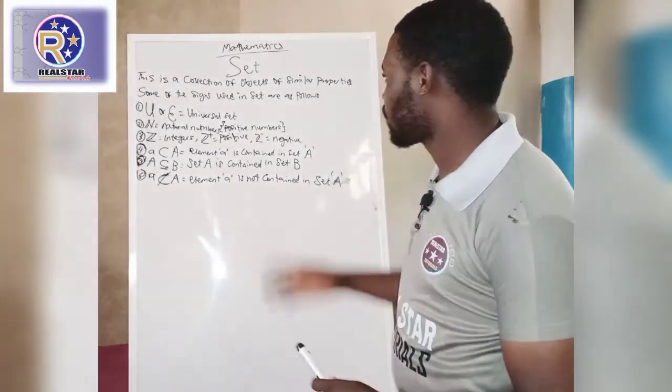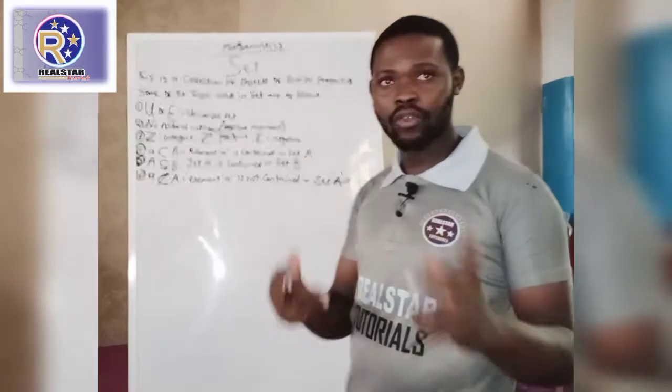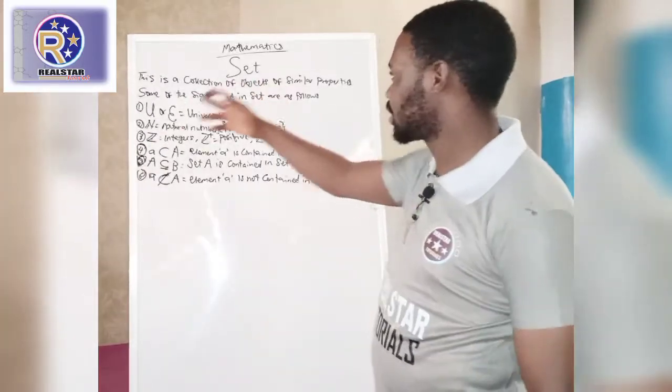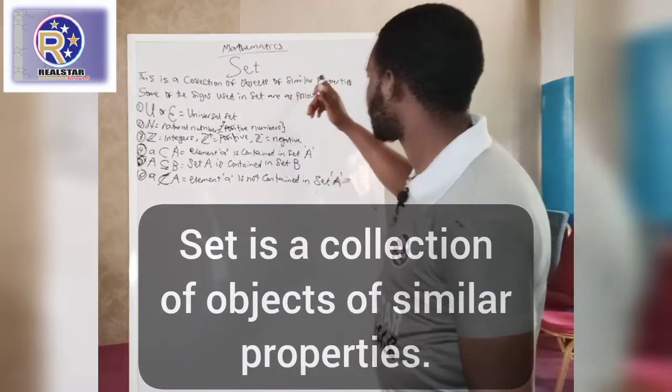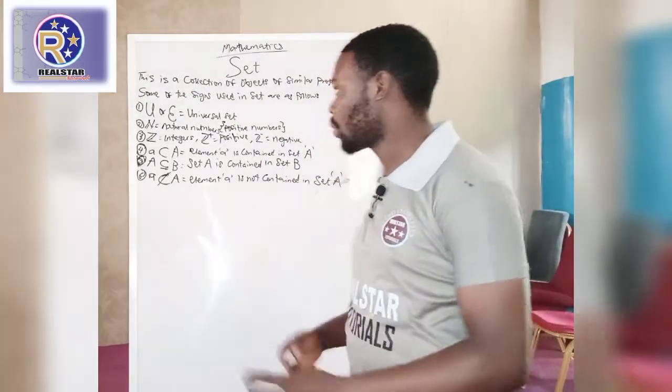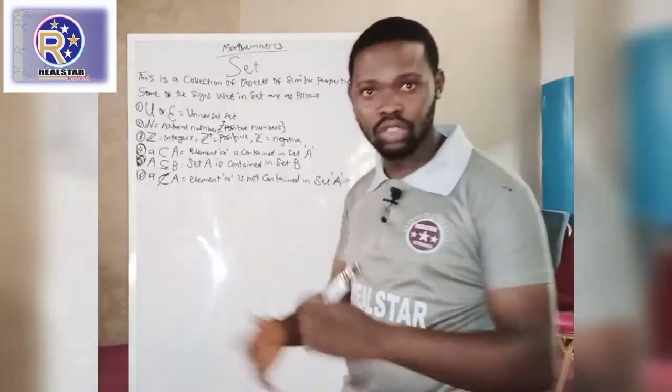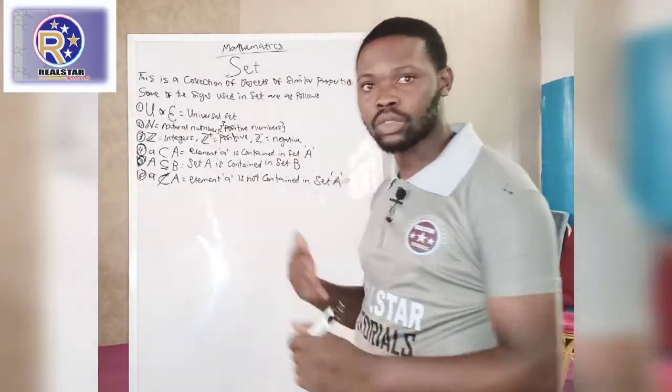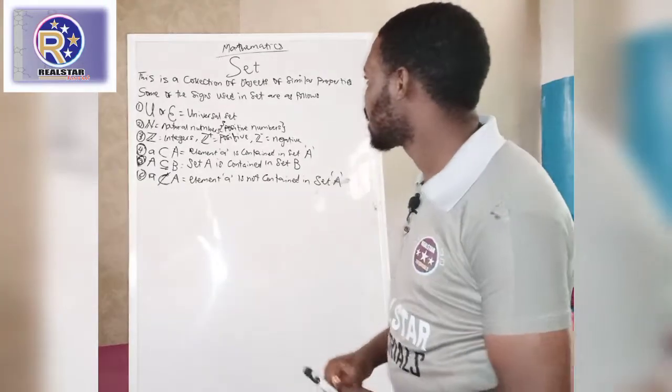Today you remember that we started a topic before on set in our last video, so we are going to continue with the topic today. As a recap, what is set? Set is a collection of objects of similar properties. We used some real life scenarios to explain what set is. Now let's look today.